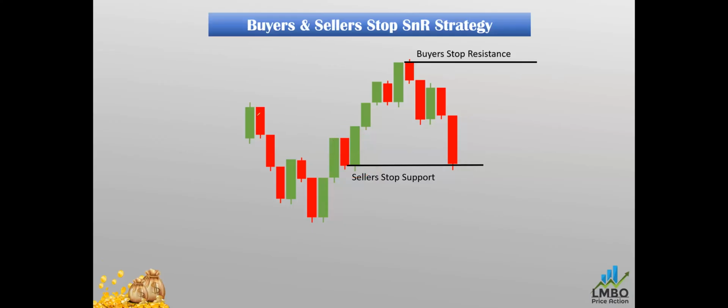When we are reading the source, what is the source of this candle? This is the point. At this point, sellers start it, and then it creates a second candle. It creates a first candle, second candle, and then third candle. So what is the source of the second and third candle? This point.